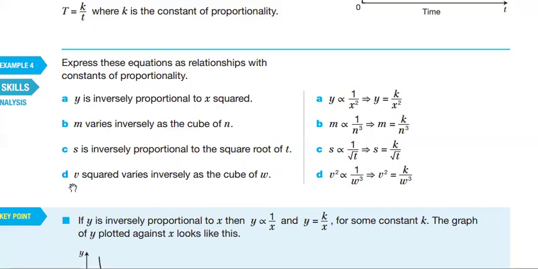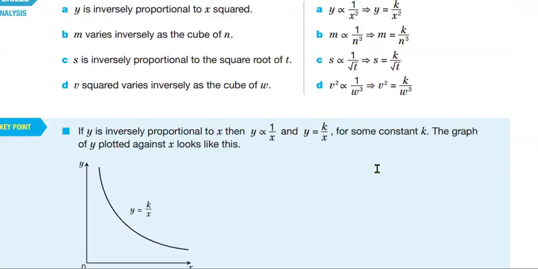Same idea here. V squared varies inversely as the cube of W. So W cubed. And inversely we said it's direct proportion to the reciprocal of W cubed. So V squared, direct proportion to 1 over W cubed. And as we said, 1 over means the reciprocal of the variable that they gave us. And then we remove this sign. We put equals k, and the k will be multiplied by the 1, and k will be on top or in the numerator of the fraction.